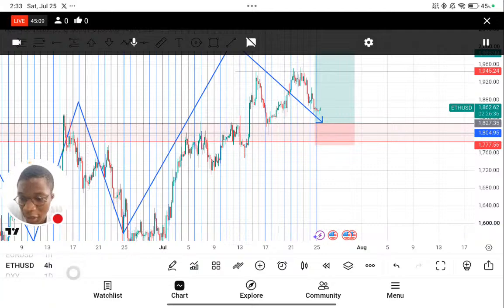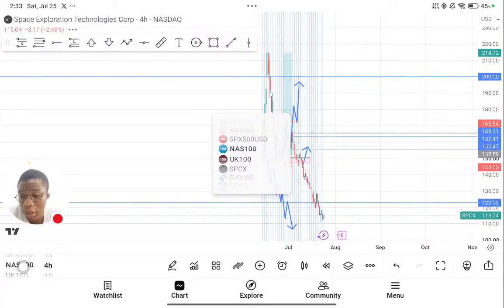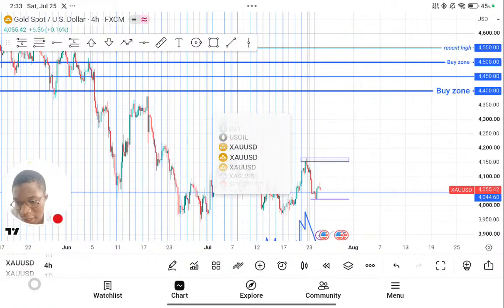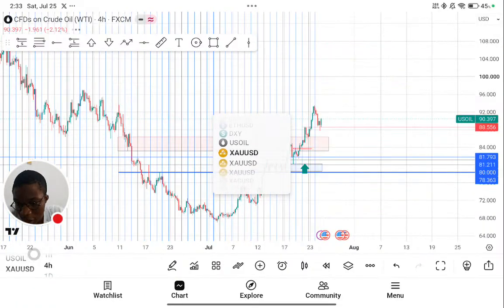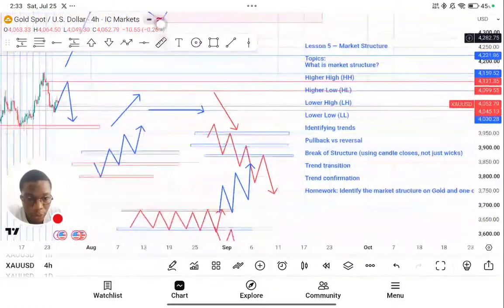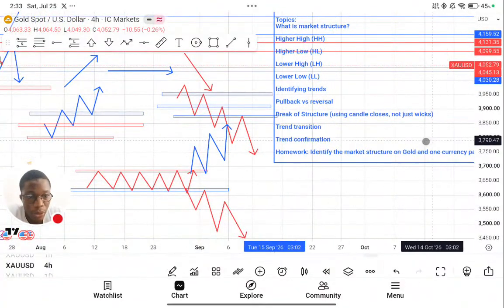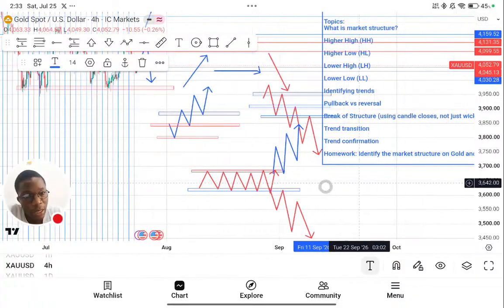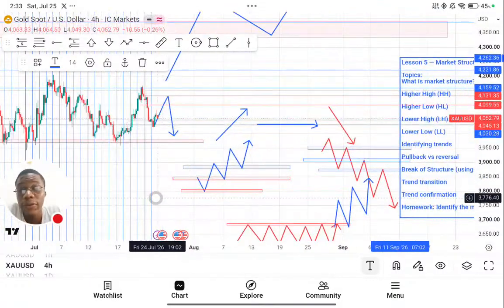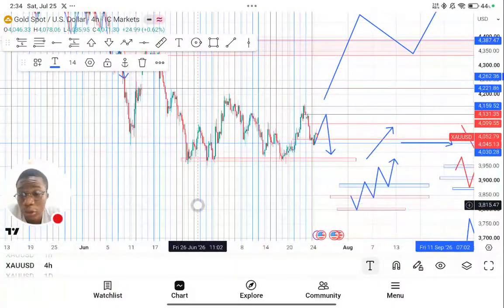I took my time to explain this market structure because it's a very important concept in helping you identify trends in the market. So your homework, your assignment after this lesson, I don't just want you to watch. Your task here is to identify the market structure on XAUSD and any pair of choice. Pick like 5 different pairs and identify the structure. Then you can send it to me on my Telegram.